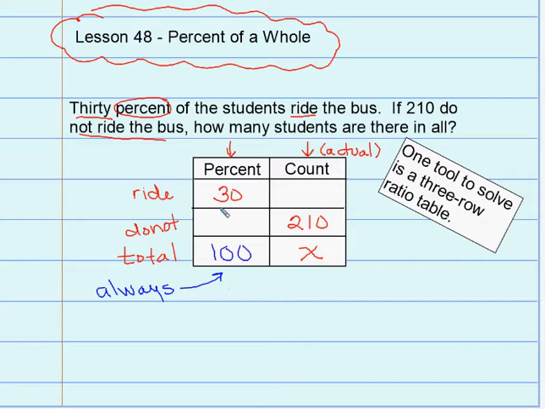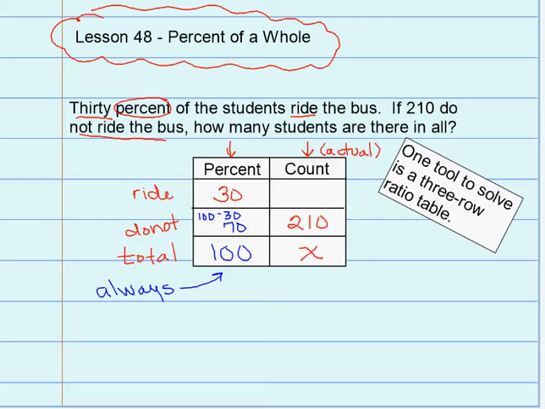So we can do some subtraction. This would be 100 minus 30, which we know is 70. So these two need to always add up to 100. I know it was 30, so this one has to be 70, and our total is 100.